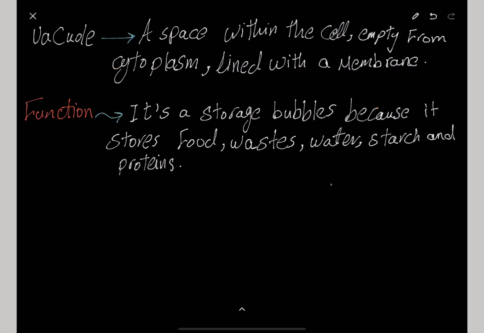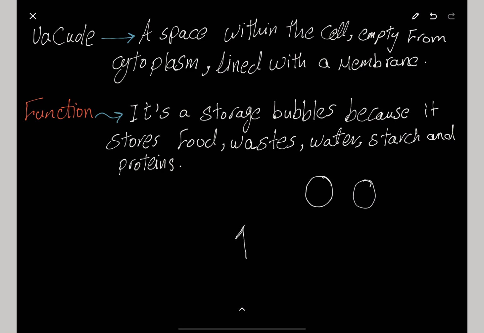What about the vacuole? It's a space within the cell empty from cytoplasm and lined with a membrane. What is the function of vacuole? It's a storage bubble because it stores food, wastes, water, starch, and protein.